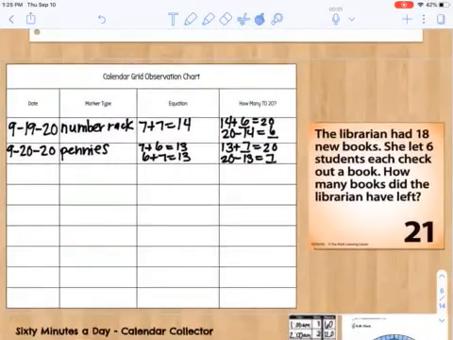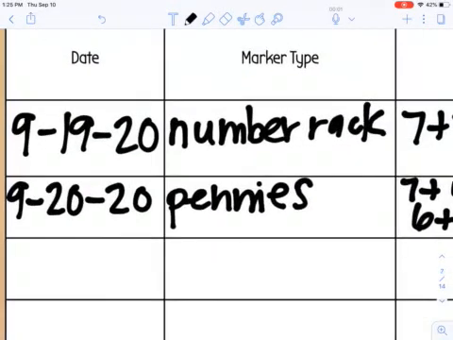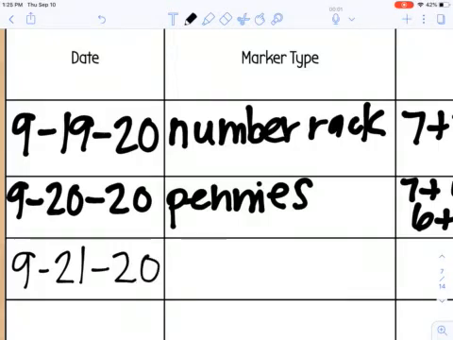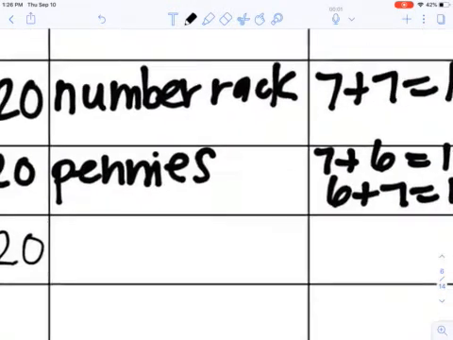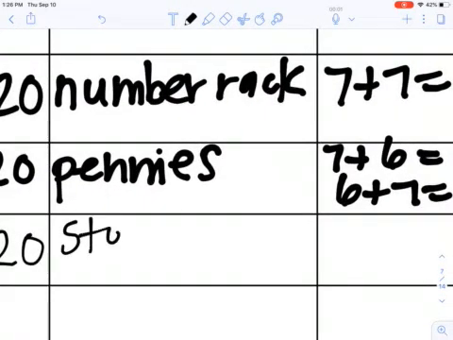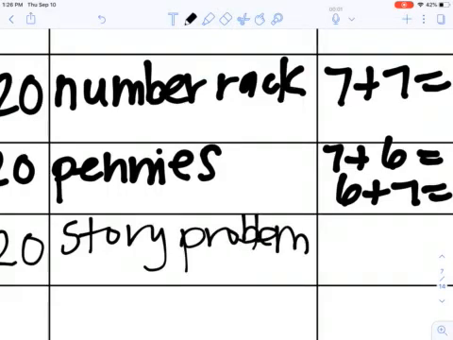Let's move on to our calendar grid observation chart. We can write in our date like we just discussed, 9-21-20. And let's take a look at the marker type we have for today. Does it look like a number rack? Does it look like a collection of pennies? Or does it look like a story problem? You are correct. It is a story problem, a math problem told in words.